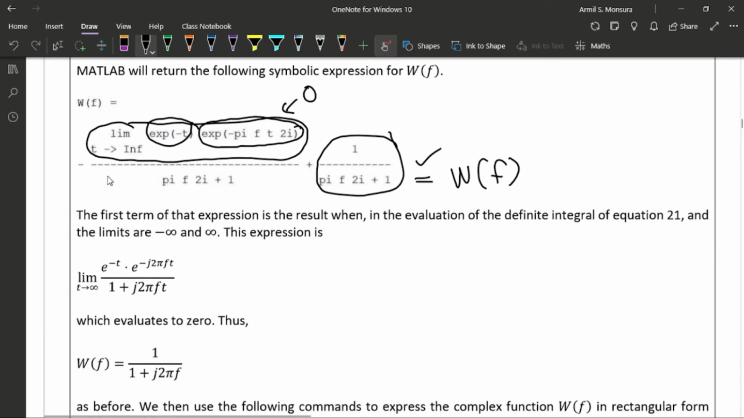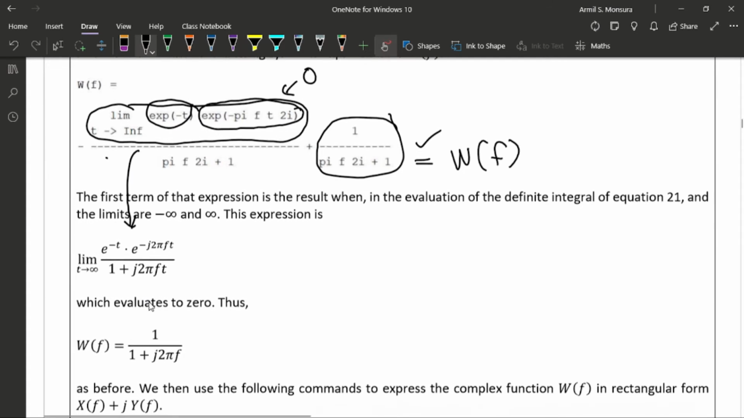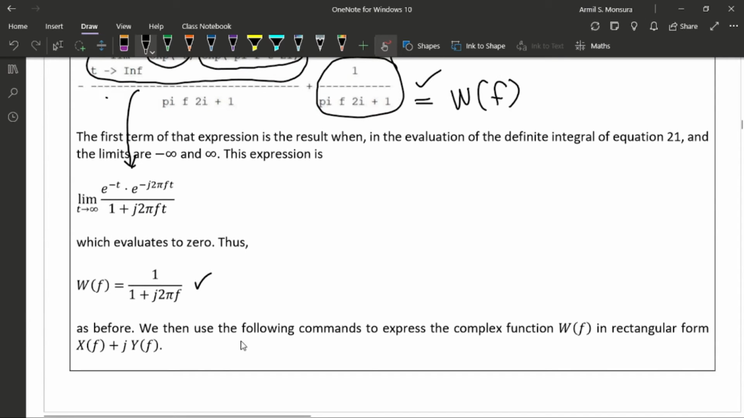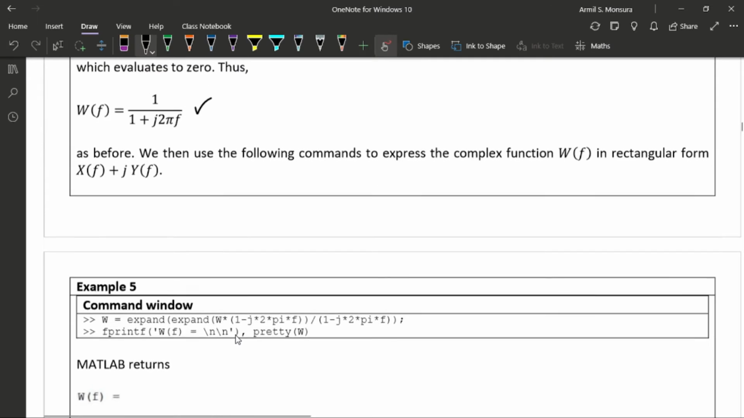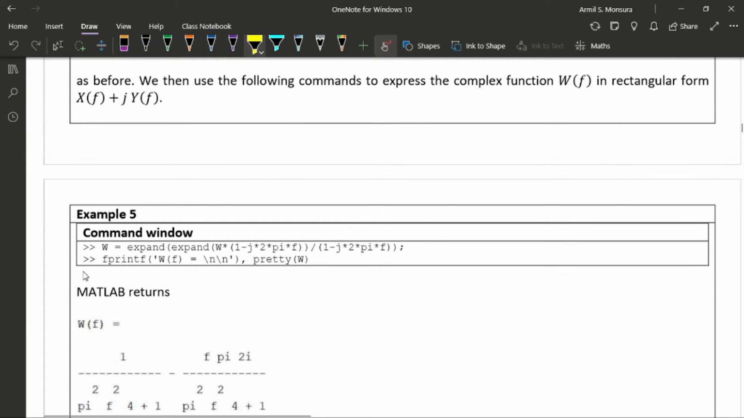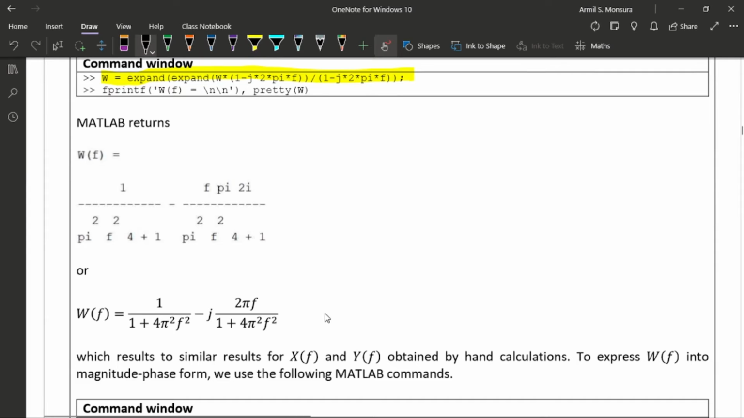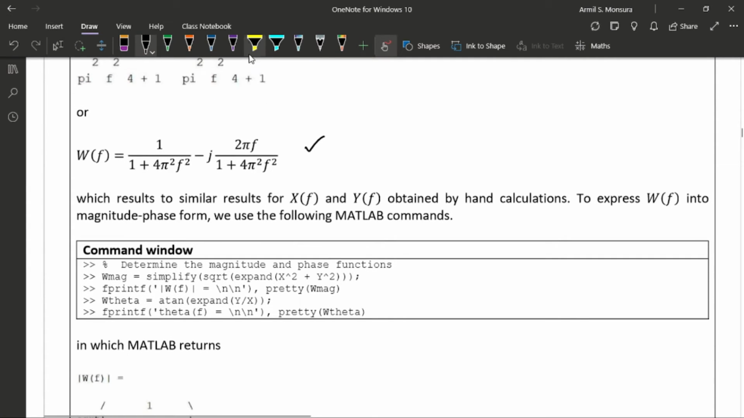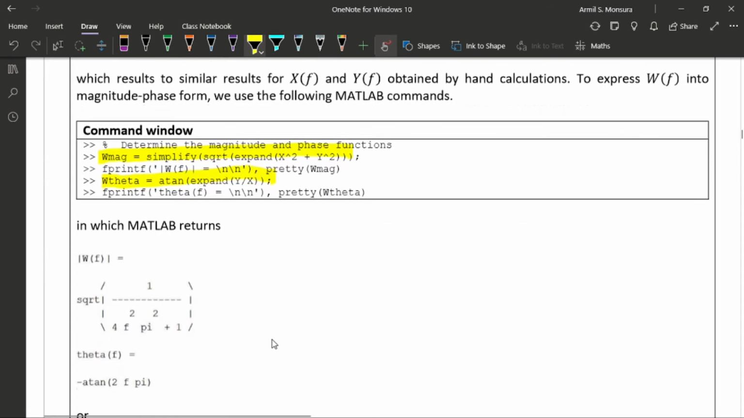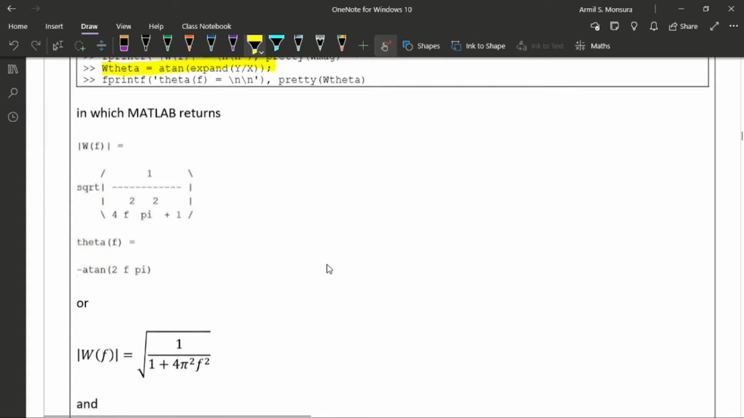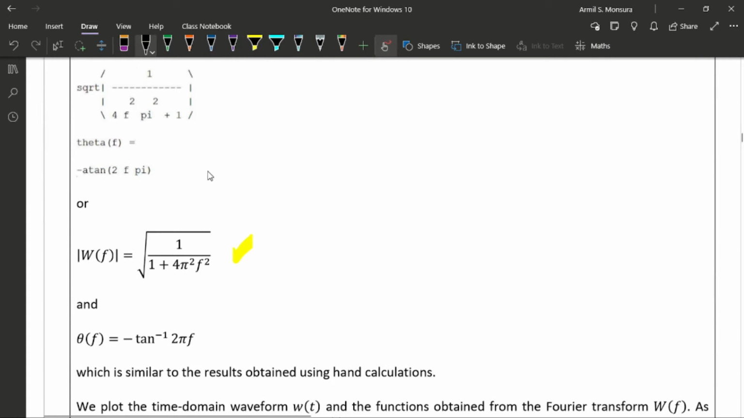I have just written this first term in the book form of the expression, which will let you see now that it really evaluates to zero. Thus we will have this as the following. Now if we use these commands, we will be able to write your spectrum into its quadrature form here, and then using this and this, rewrite your expression into magnitude-phase form, which gives you this and this.